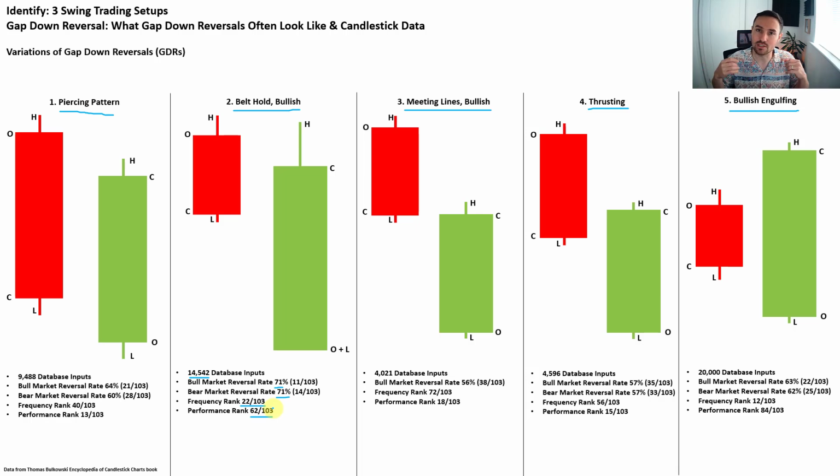Now that's important to know, but when we get into the second part of this video and we start going bar by bar and I teach you how to practice these type of setups very deliberately, it's not just what you see in terms of the candlesticks, so the belt hold bullish or the bullish engulfing candlestick. It's not just what you see, it's the context of where you see it.